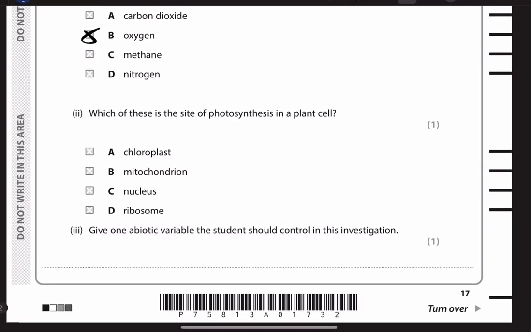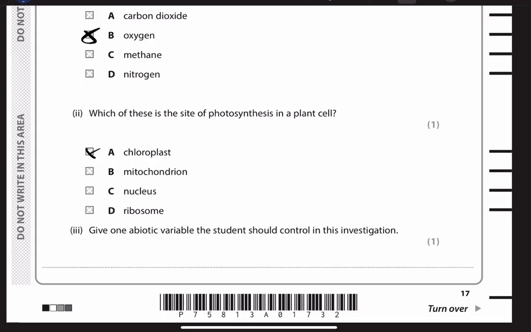Which of these is the site of photosynthesis in the plant cell? We should know that plant cells have these specialized organelles called chloroplasts, which contain chlorophyll, which are used for photosynthesis. Give one abiotic variable the student should control in the investigation. Abiotic factors, just think of the environment, okay? Abiotic means not biotic, so not living, right? So don't say anything living.